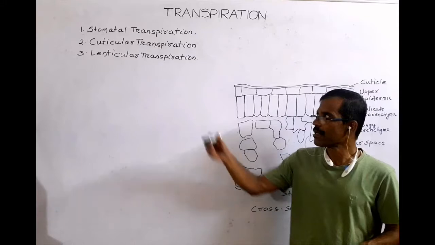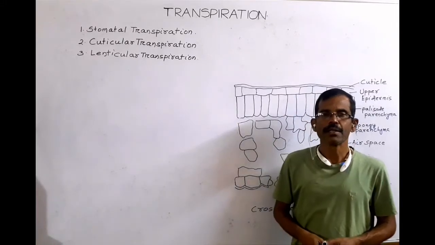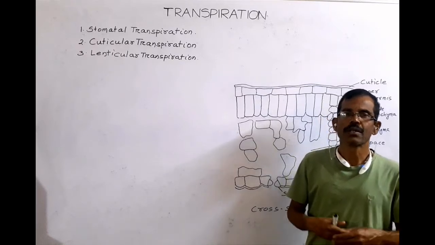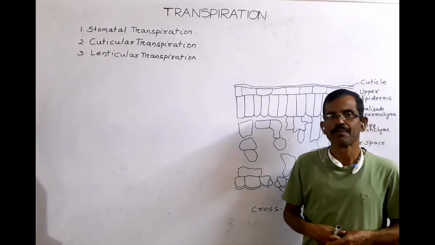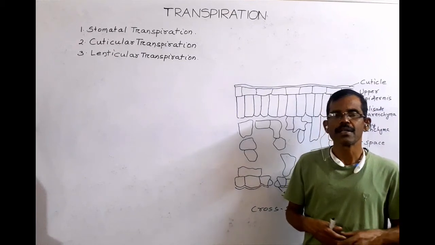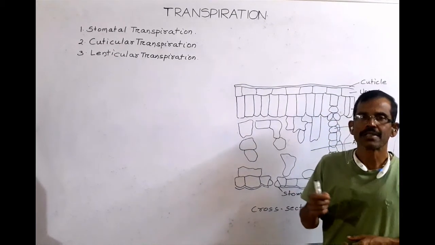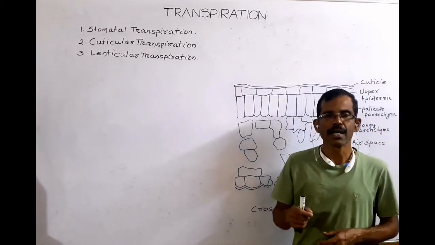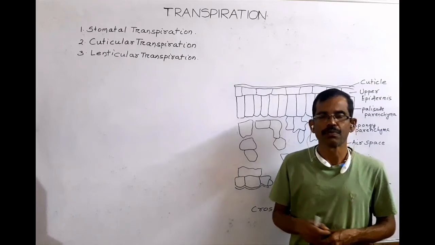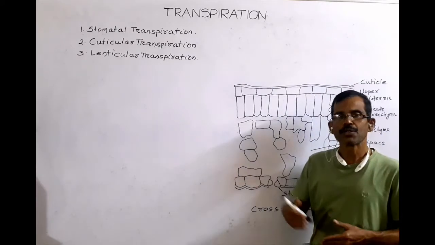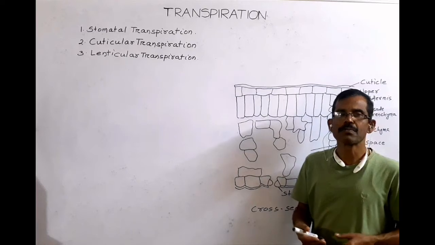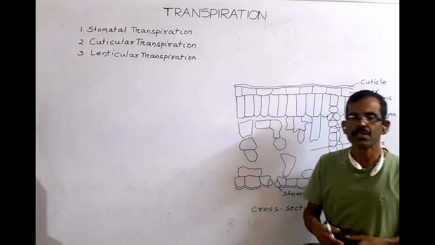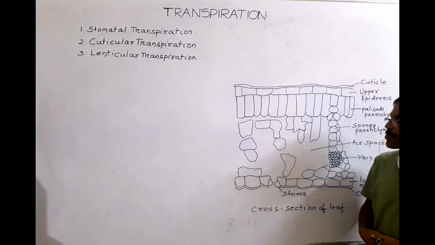Third is lenticular transpiration. Lenticles are porous tissue consisting of cells with large intercellular space. Lenticles are present in the periderm of secondary thickened structure, in the bark of woody stem and also in the roots of dicotyledonous plants. This process accounts for approximately only 1% of the total water loss. This is about the different types of transpiration.